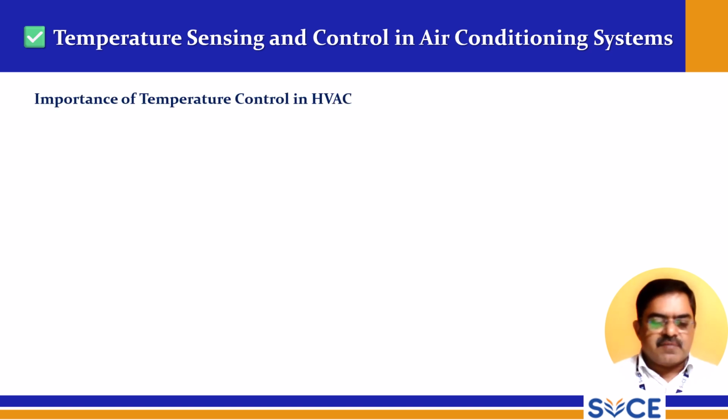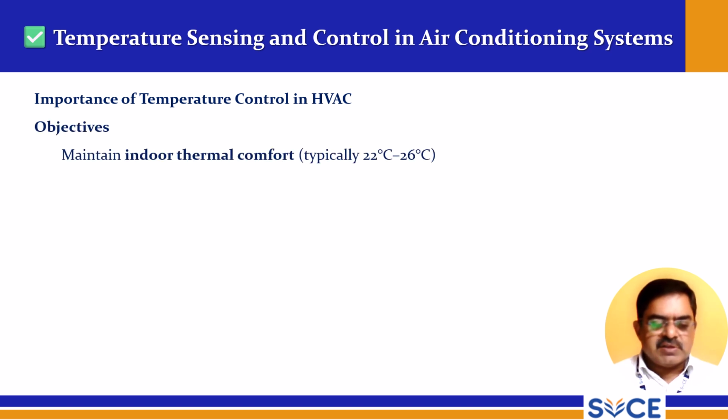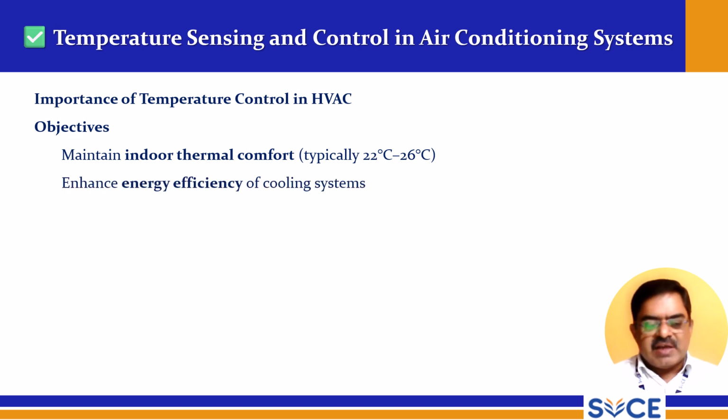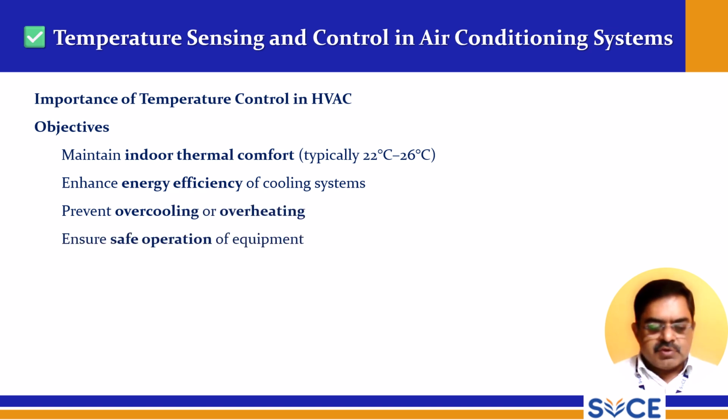So, importance of temperature control in HVAC. The objectives are: maintain indoor thermal comfort, typically 22 degrees Celsius to 26 degrees Celsius; enhance energy efficiency of cooling systems; prevent overcooling or overheating; and ensure safe operation of equipment.